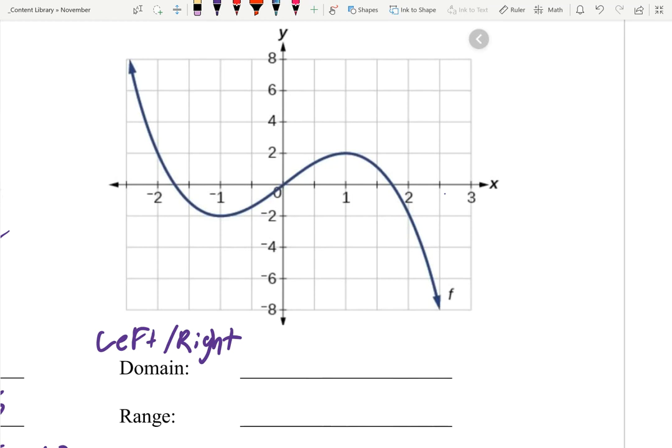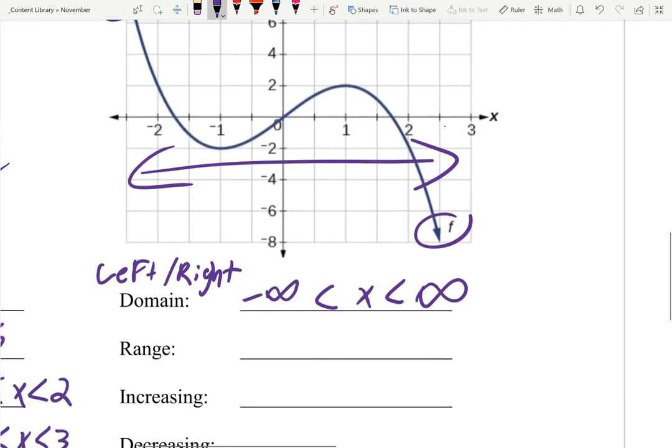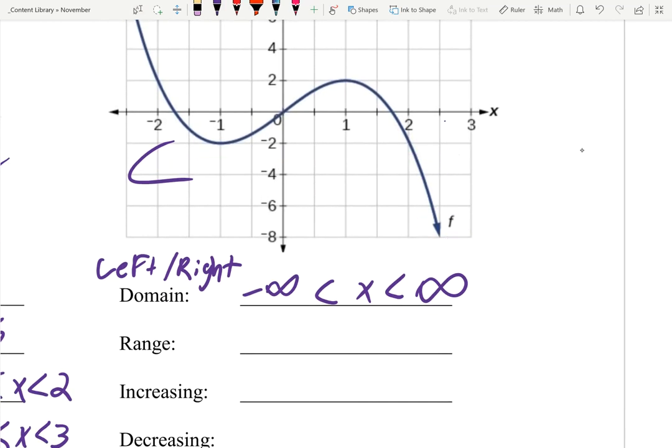So what we're saying is that this indicates it's going left forever, and this indicates it's going right forever. Meaning that the domain will go all the way from negative infinity to positive infinity. All right, make the infinity signs look a little bit better. There you go. Okay. Now, range.